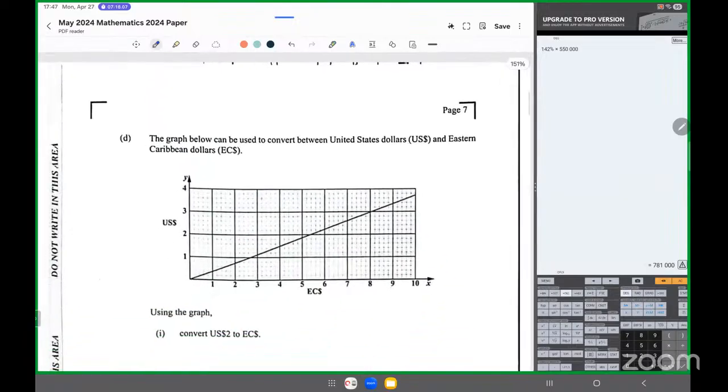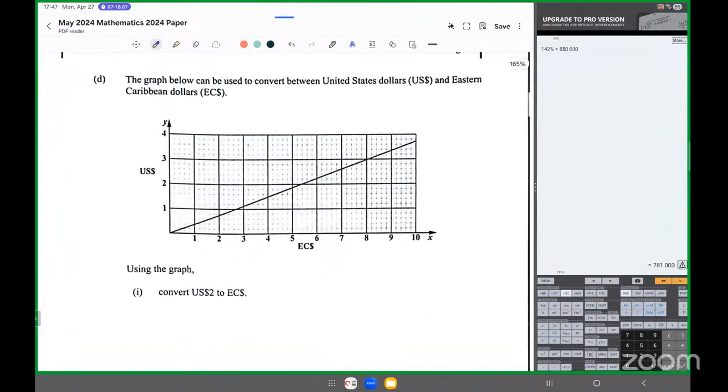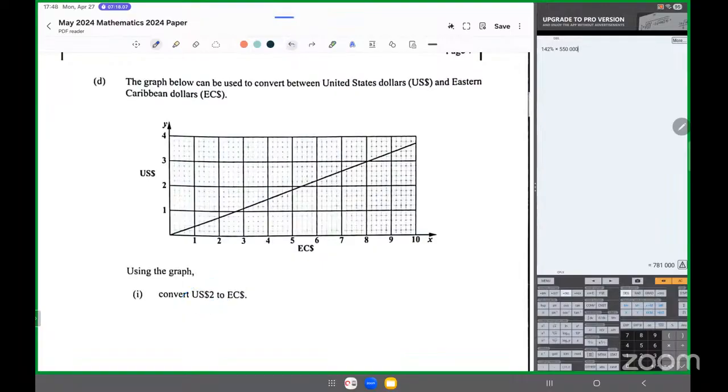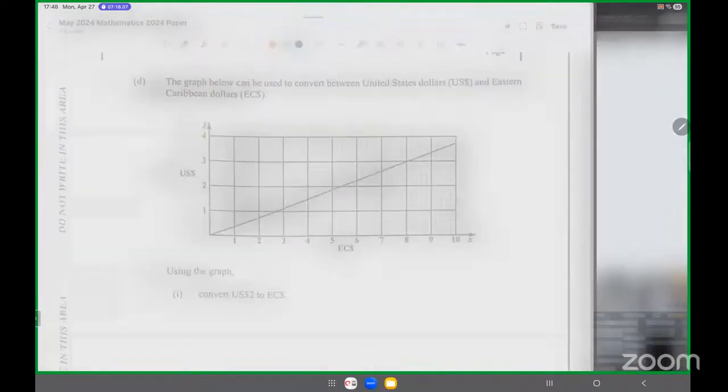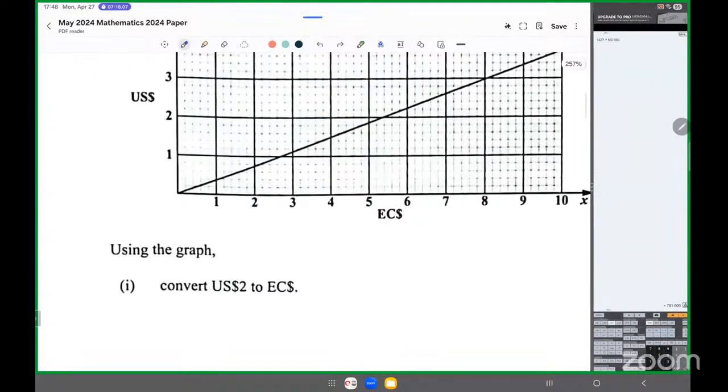Next question. Here is this graph. It says the graph below can be used to convert between US dollars and Eastern Caribbean dollars. So this is the Eastern Caribbean axis, and that is the US axis. It says use the graph to convert $2 to EC dollars, 2 US dollars. So you're going to find 2 US dollars up here, come across on the graph and see what it is down on the x-axis. That's what you have to do. So $2 US, right here is $2 US.